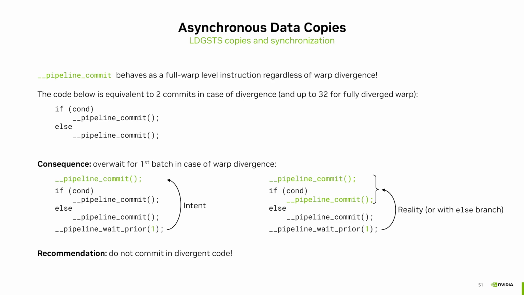First we do an unconditional commit, and then we have another commit under the if and else branches. And here we intend to wait for the first one. However, we may end up overwaiting in the case of divergence, because in reality we're going to wait for either the unconditional commit and the if commit, or the unconditional commit and the else commit. So this does not break the code. However, it makes it less performant. So the recommendation here is: do not commit in divergent code.